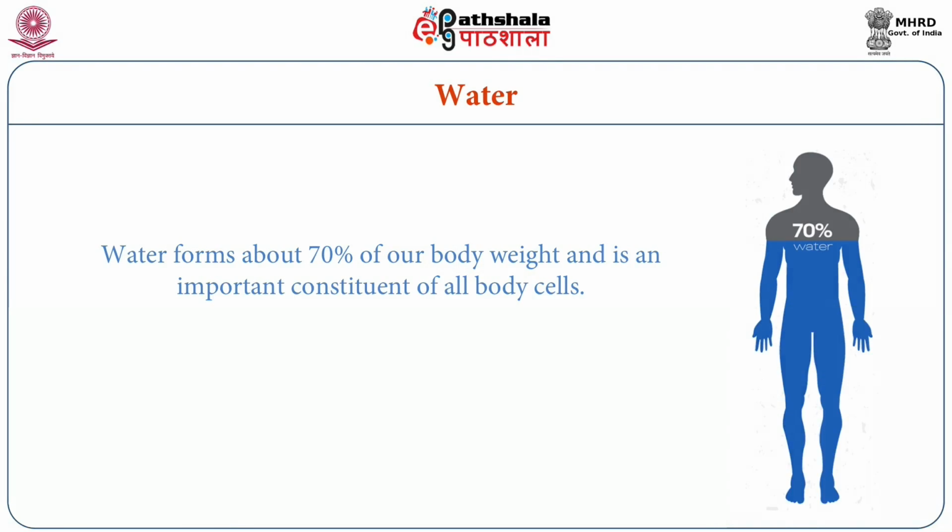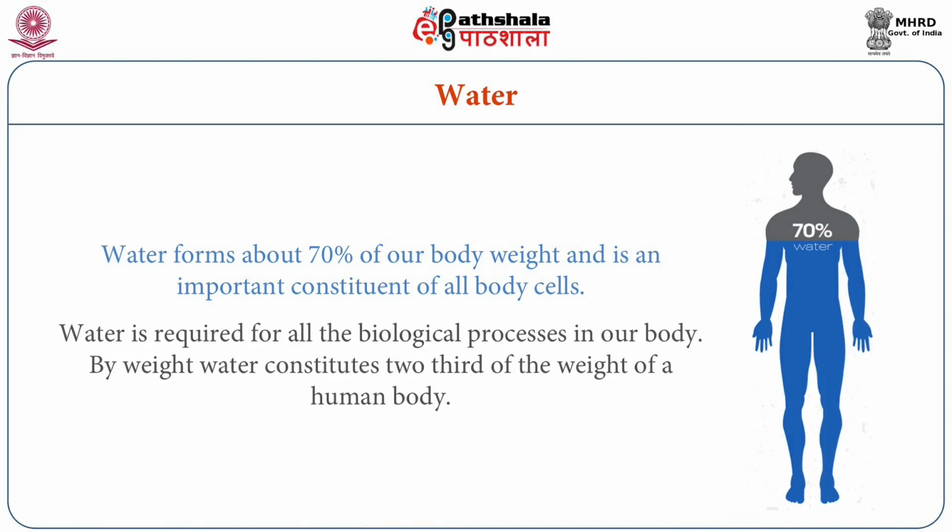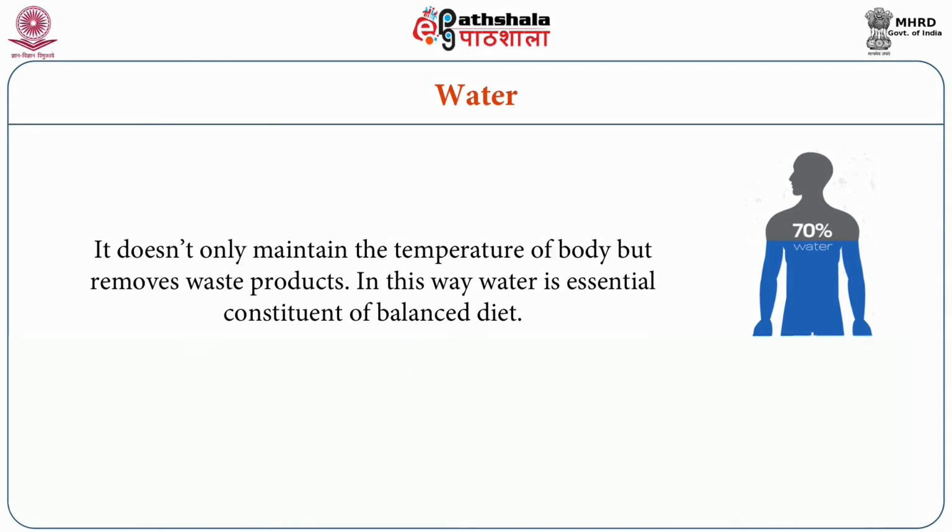Then we have water, which is the last component, and water forms almost 70 to 80% of our entire body weight, and is again a very important constituent of all the body cells. Water is required for all the biological processes in our body. By weight, water constitutes almost 2/3 of the weight of the human body, and it does not only maintain the temperature of the body, but also aids in removal of all the waste or the toxic material which is produced in the body.